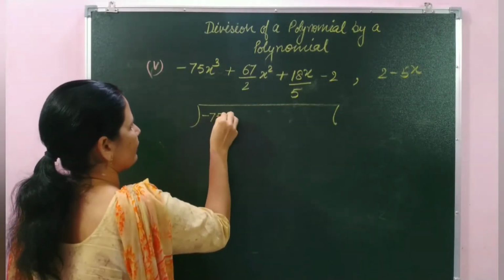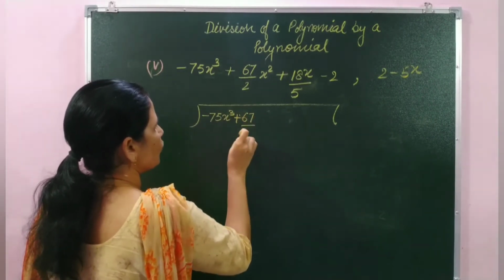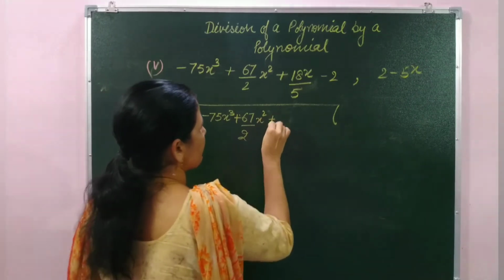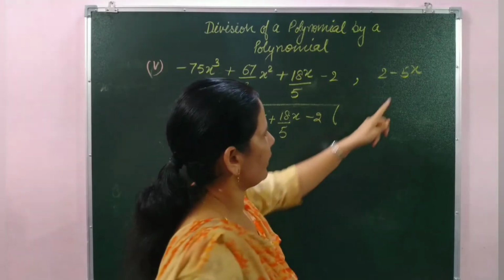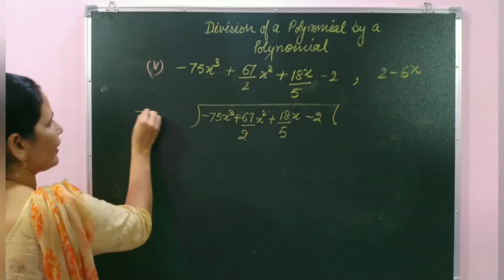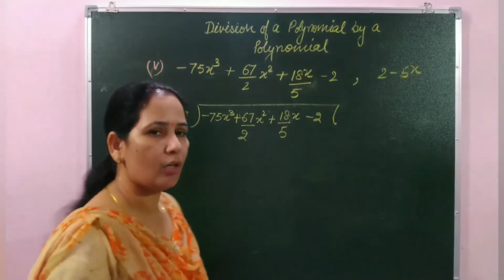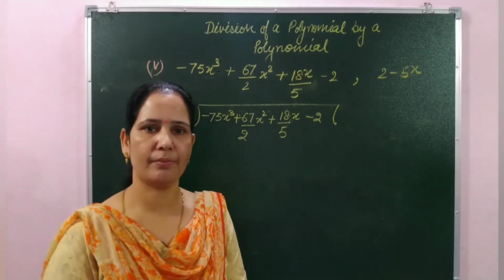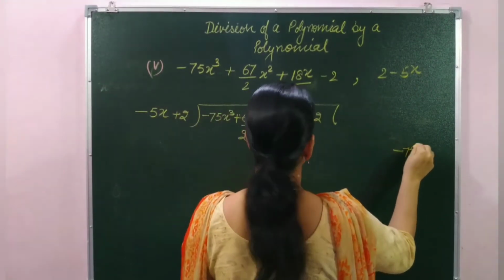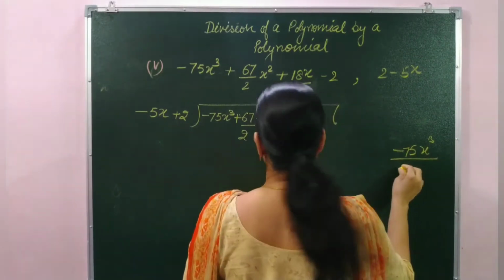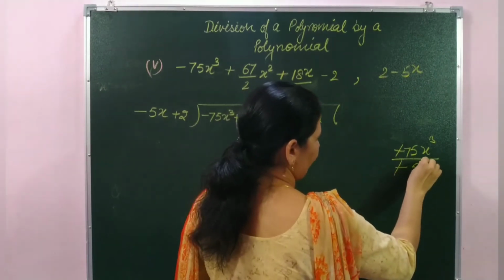Minus 75x cube plus 67 by 2 x square plus 18 by 5 x and minus 2. Now arrange this one in descending order, so minus 5x, then plus 2. Okay. Now the first term of the dividend divided by the first term of the divisor. So that is minus 75x cube divided by minus 5x.